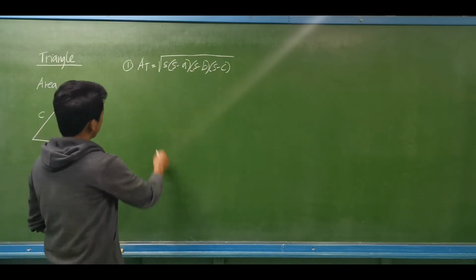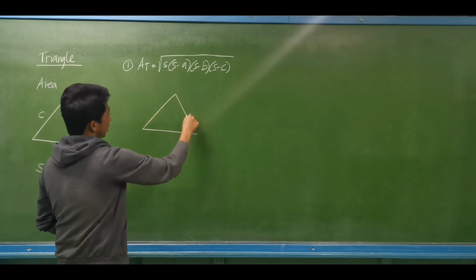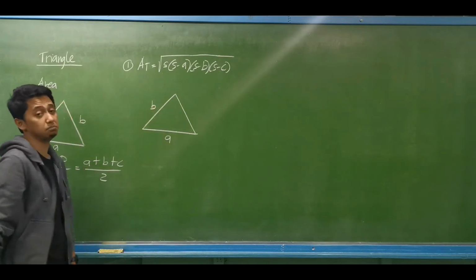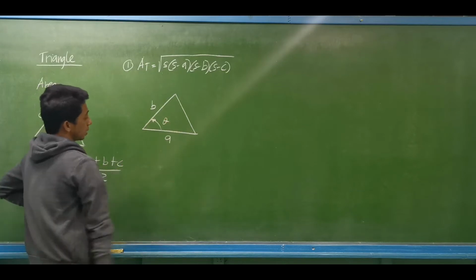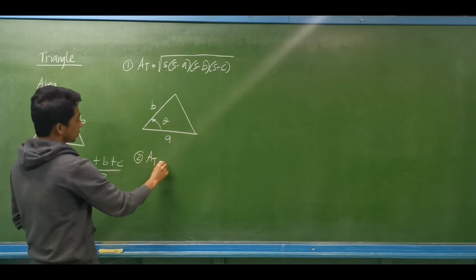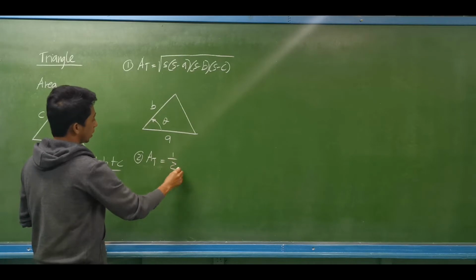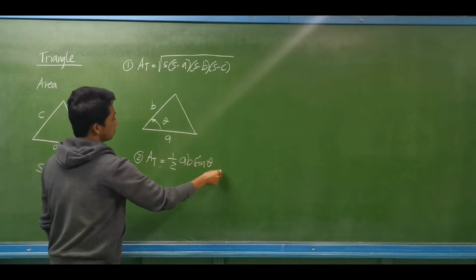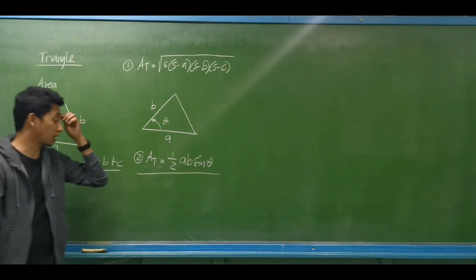For the second case naman, okay, for example, meron tayong triangle with 2 sides given. For example, this is side A, tapos side B. Tapos, alam natin yung angle in between, let's say this is theta. So the area of the triangle is 1/2 AB sine theta. Okay, so isang paraan para makompute yung area ng triangle.